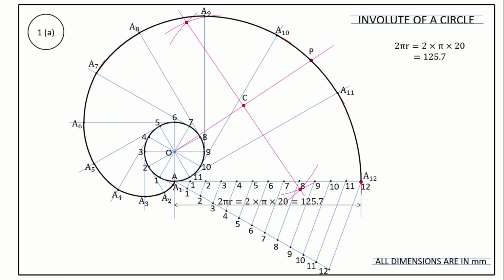Keeping C as center and CP length or CO length as radius, draw a semicircle. This semicircle cuts the base circle at a point N. Join NP by a straight line. Join the point N and P by a straight line. This line drawn is normal to the curve at point P.